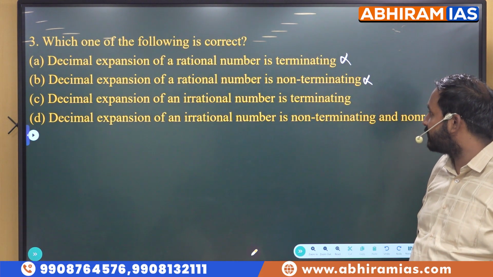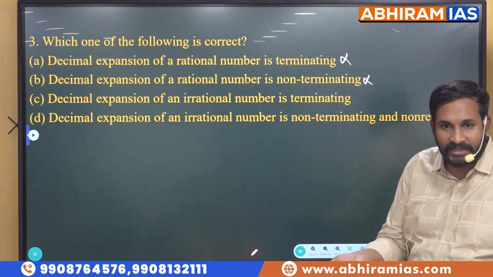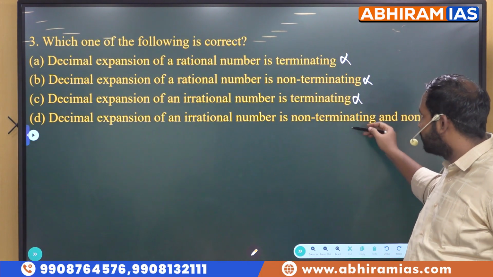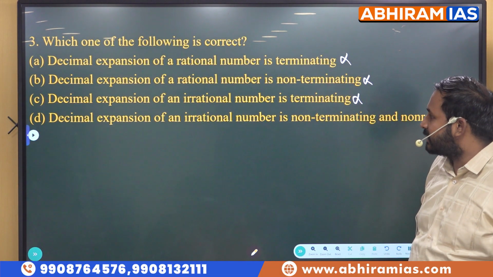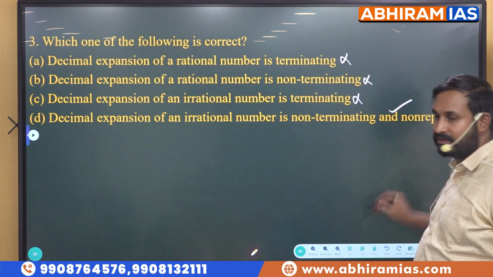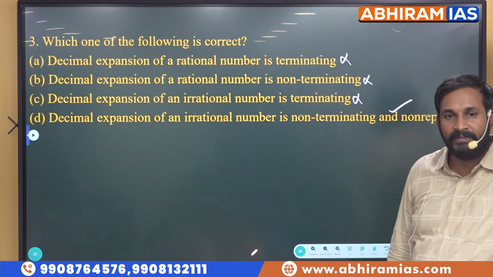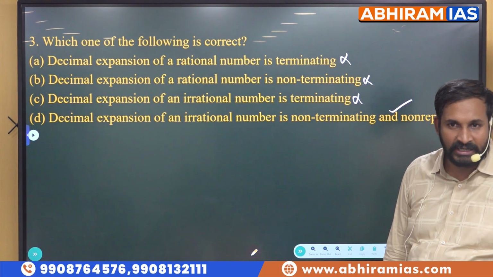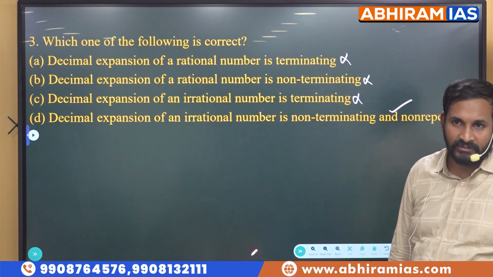Decimal expansion of an irrational number is terminating. If it terminates, it will become rational. Is it correct or not? So that one is also false. Then obviously the third one: decimal expansion of an irrational number is non-terminating and non-repeating. That is correct. Non-repeating or recurring, both are the same, students. Anyway, you will get the same answer.